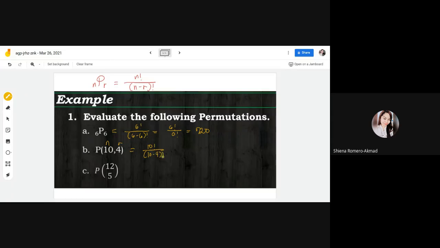10 minus 4 factorial, so 10 factorial divided by 6 factorial. This will be 10 times 9 times 8 times 7 times 6 factorial divided by 6 factorial, so we can cancel out. What is 10 times 9 times 8 times 7? 5,040.